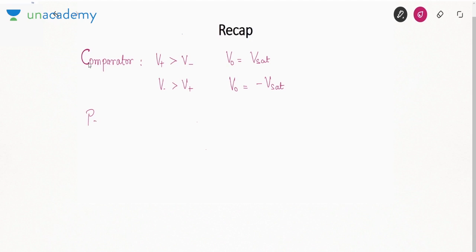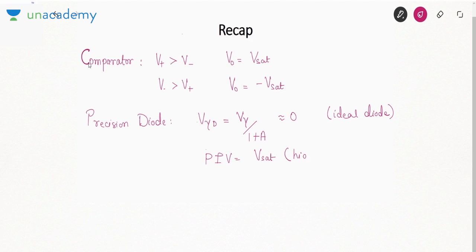Then we talked about the concept of precision diode. In precision diode, what we saw was the effective knee voltage became V gamma over 1 plus A, where A was the open loop gain, so it was almost 0. So if the knee voltage becomes 0, it becomes the case of an ideal diode. In that case, what was the disadvantage? That the peak inverse voltage was Vsat, which was high. So we needed to use a diode having a higher rating so that it can tolerate such a high voltage.